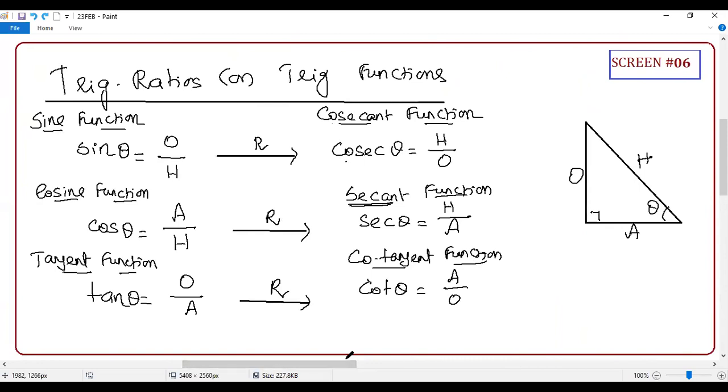Yes, I just have a doubt, sir. In the naming process, does sin theta mean sin multiplied by theta, sir? Is it sin into theta?